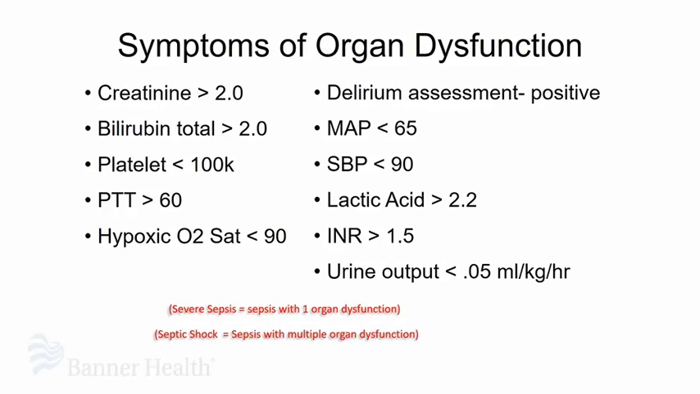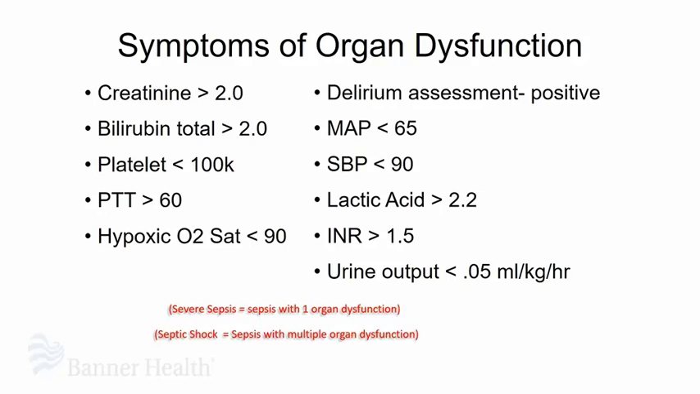Symptoms of organ dysfunction also include a creatinine elevated greater than 2.0, a bilirubin greater than 2.0, platelet count less than 100,000, a PTT greater than 60, hypoxic O2 sats less than 90, delirium assessments which come back positive, any mean arterial pressure less than 65, systolic blood pressure less than 90, lactic acid greater than 2.2, INR greater than 1.5, or urine output that's less than 0.5 of a milliliter per kilo per hour.